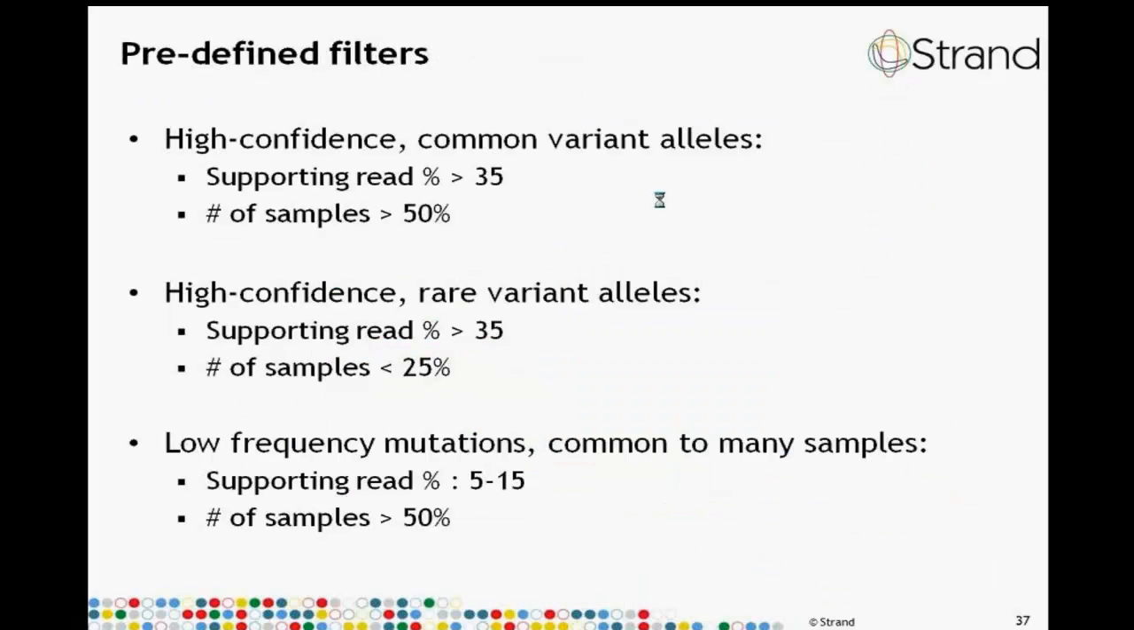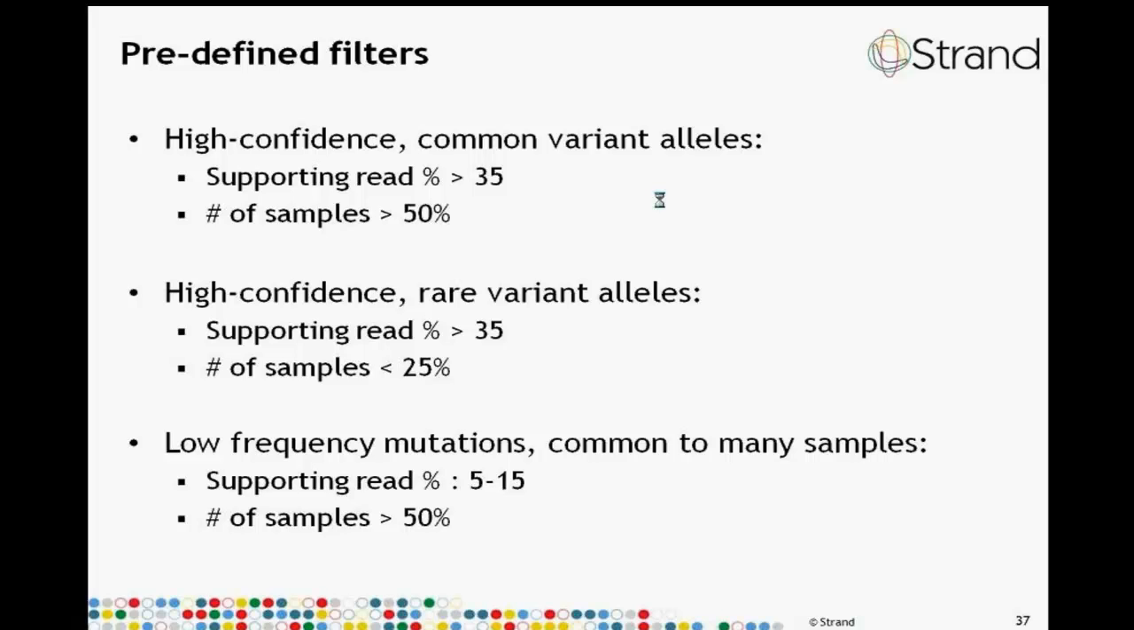The first filter, where we choose high confidence common variant alleles, will show you the alleles which have at least 35% supporting reads in at least 50% of the samples. The second predefined filter is for high confidence rare variant alleles. It will show those variant alleles which have at least 35% supporting reads, but these alleles should be present only in less than 25% of the samples.